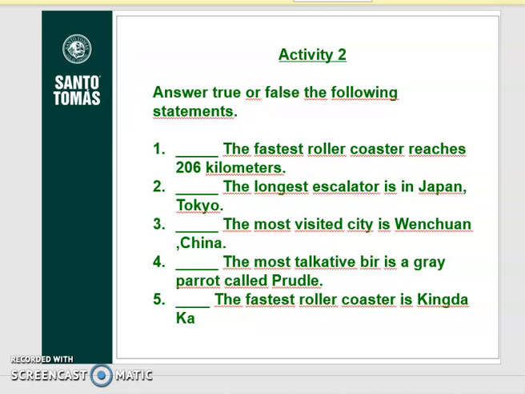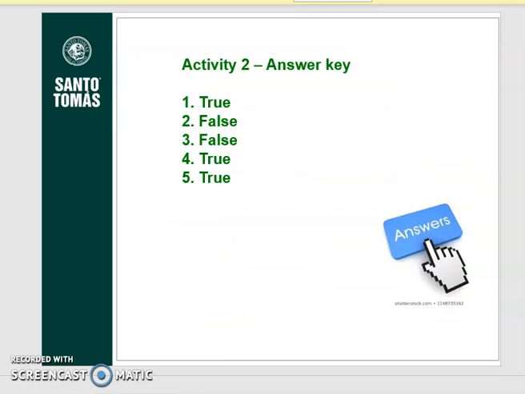All right, answer true or false the following statements. Once again, dear all, I will ask you to scan the text and pause the video by all means, and then come back. Gonna wait a little bit. All right, let us check. True, false, false, true, and true.